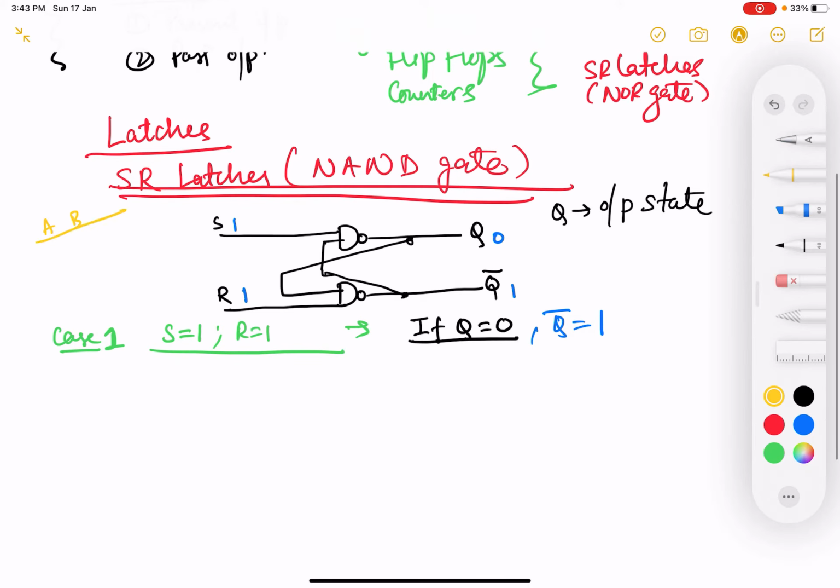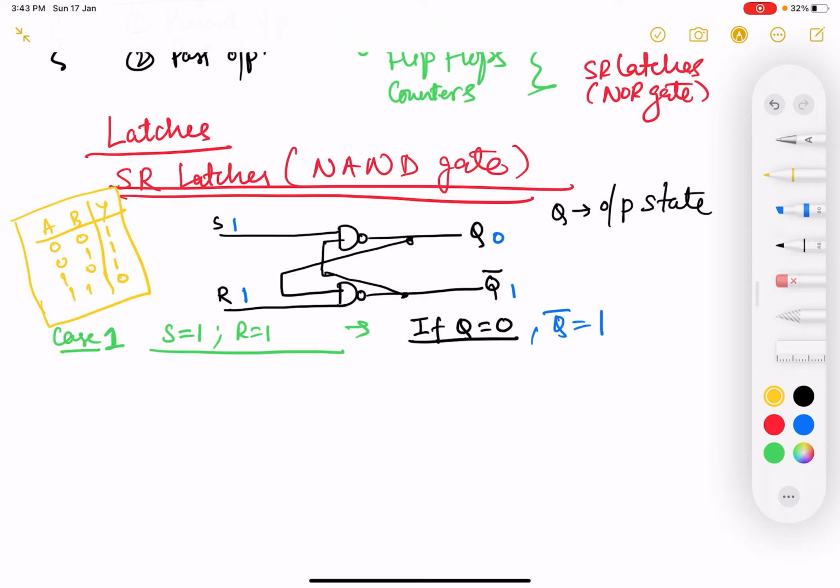Before working this out further, we must have good knowledge of the working of the NAND gate. The NAND gate truth table is something like this: 0 0 gives 1, 0 1 gives 1, 1 0 gives 1, 1 1 gives 0. Whenever at least one of the inputs is 0, the output of the NAND gate is 1, and if all the inputs are 1, the output of the NAND gate is 0. You must keep this truth table logic in mind while working on this SR latch.